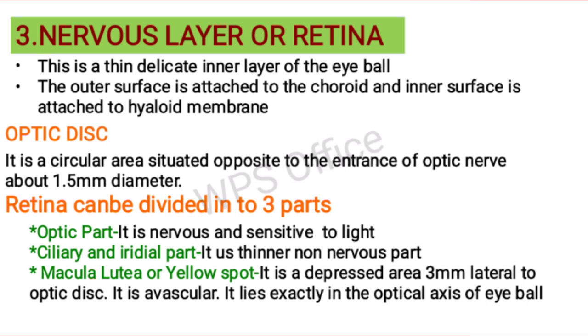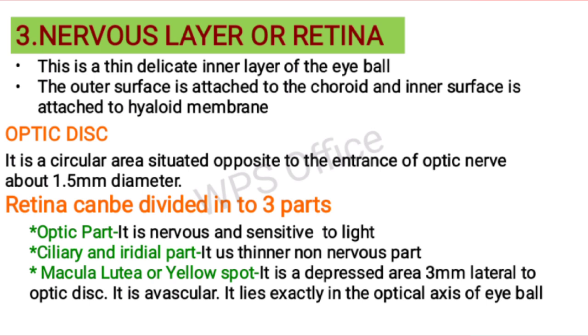And while seeing the structure of the retina, it is a very delicate inner layer structure, and it mainly contains different parts, that is the optic disc. The optic disc is the circular area situated just opposite to the entrance of the optic nerve. For all this, we first need to understand the anatomy of the eye clearly, then we can learn these parts easily. The optic disc is 1.5 millimeter in diameter, and for easy learning we can divide the retina into three parts: the optic part, the ciliary and iridial part, and finally the macula lutea or yellow spot.